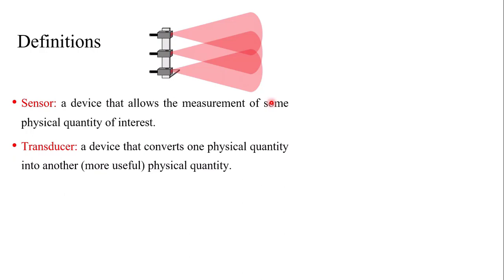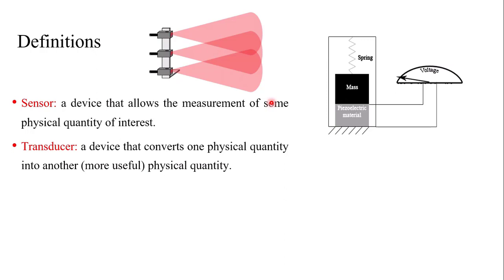Then the transducer. A transducer is a device that converts one physical quantity into another physical quantity which is more useful. Generally it is an electrical signal. One kind of physical quantity, like your pressure, your force, your light, any physical quantity, can be converted into electrical signals. Correct? The other useful quantity is majorly the electrical signal.